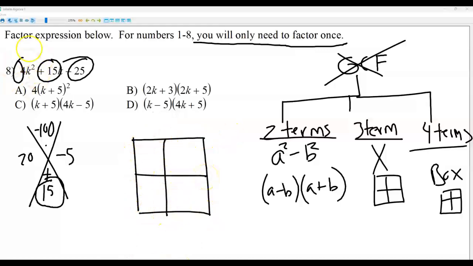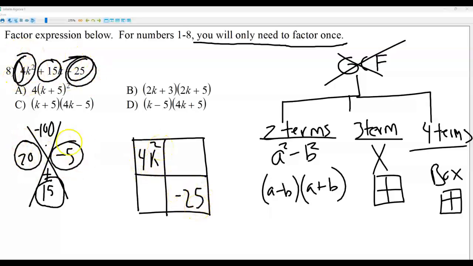We're going to put the first term in the upper left square. We're going to put the last term in the lower right square. And then we're going to put these two numbers in the other squares, but next to them, we're going to include whatever letter's in the middle. In this case, it's a K. So we'll put a K there.